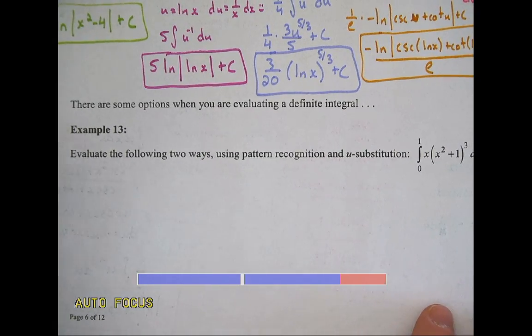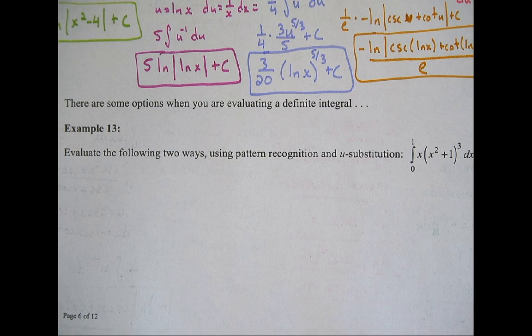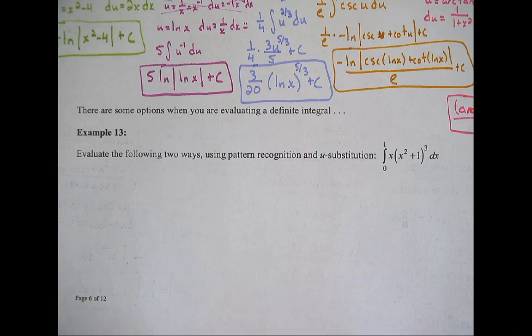So let's do a definite integral. Evaluate the following two ways using pattern recognition and u-substitution. I'm not going to do it both ways. You pick which way you want to do it. I'm going to do it with u-substitution. So pause, give it a try. Let's see how you did.